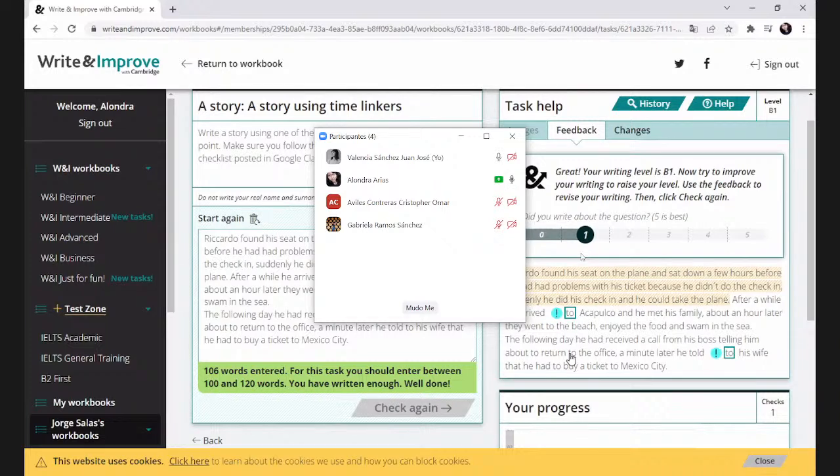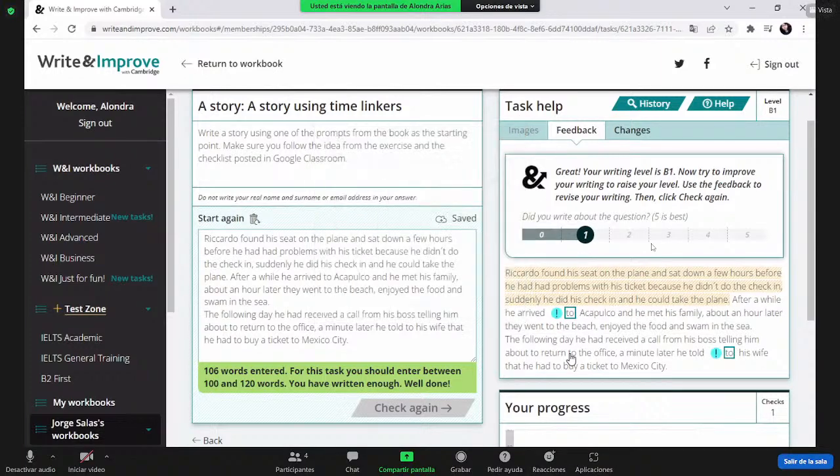When we say that we arrive at a place, when we see it as a point, yes, it's at. No, tú, the first one, probably. He arrived at Acapulco, but the second, he told to his wife. It's not necessary. He told his wife.